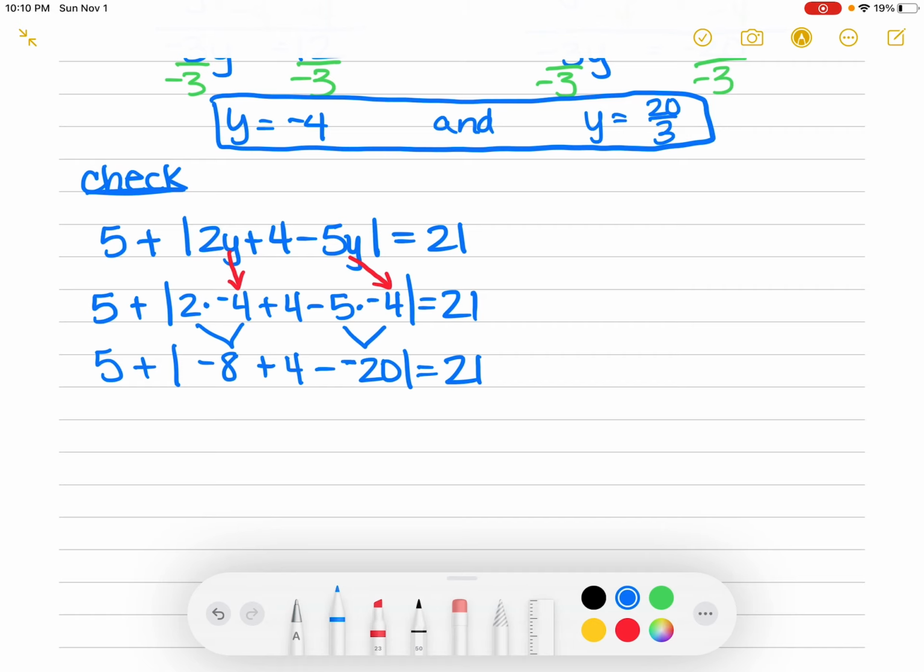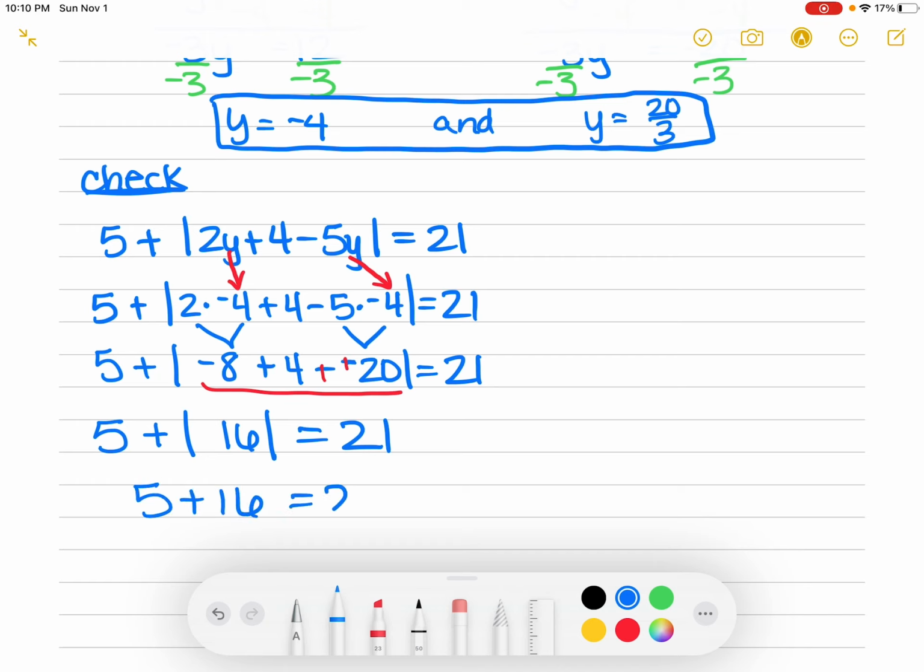Okay, I'm going to keep working on this inside of that absolute value. I'm going to add up all of this now. And you could do that in your calculator, or if you are good at this in your head, you can do it in your head. So negative 8 plus 4 is negative 4, and then minus a negative 20 means plus a positive 20. So that's all going to give me 16. And now the absolute value of 16 is positive 16, right? So 21 equals 21. So that one checks.